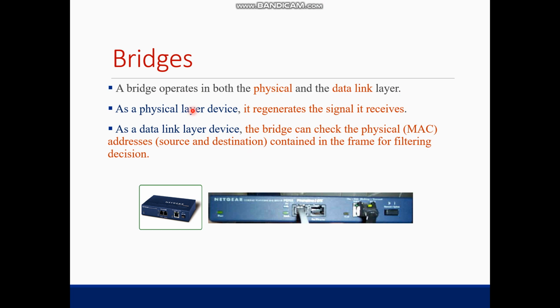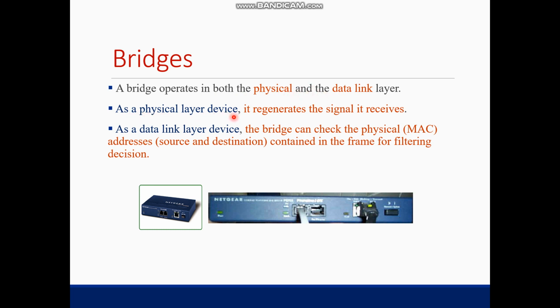So the next category is the bridge. A bridge works in both the physical and the data link layer. We know that the passive hubs work in the physical layer, while the repeaters and the active hubs are also working in the physical layer, and the bridges are working in the physical and the data link layer. So each layer has its own function.